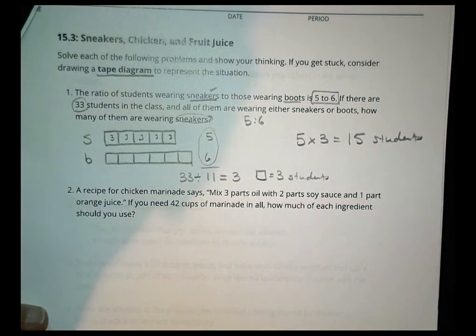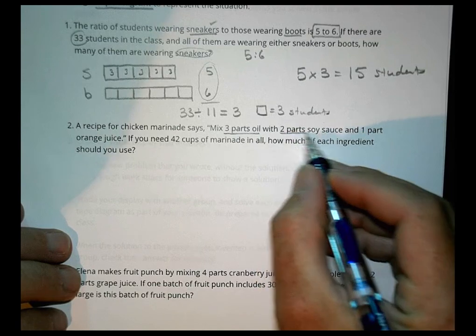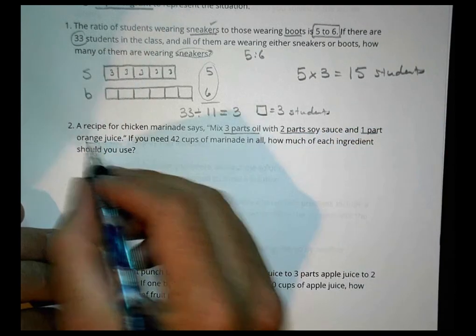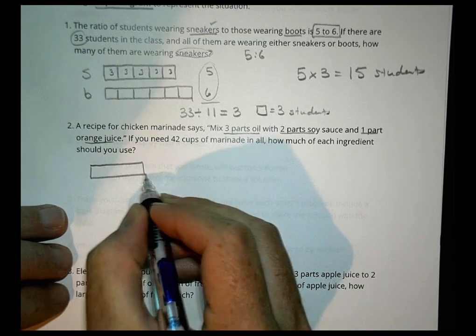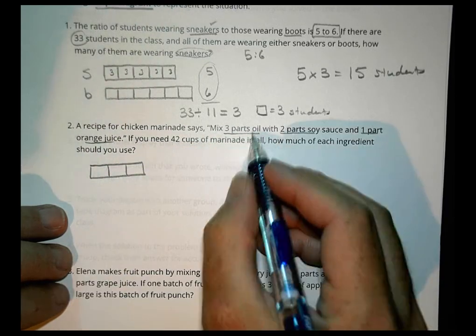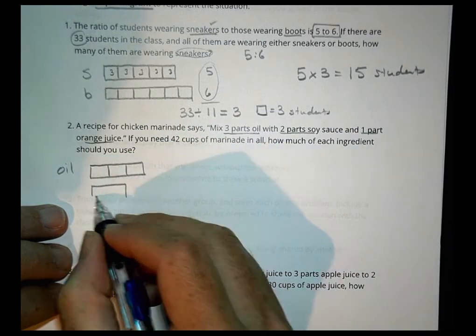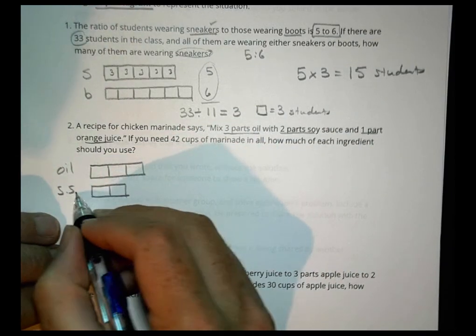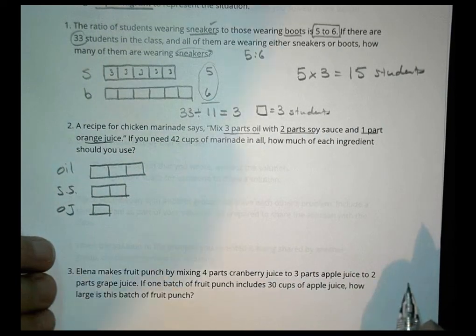Let's do one for the chicken marinade. It says mix 3 parts of oil with 2 parts of soy sauce and 1 part of orange juice. So now we have 3 things going on, right? First of all, 1, 2, 3. This will be our oil. We have our soy sauce, which is 2. And then we have our 1 part of orange juice. All right, so that's what we have.